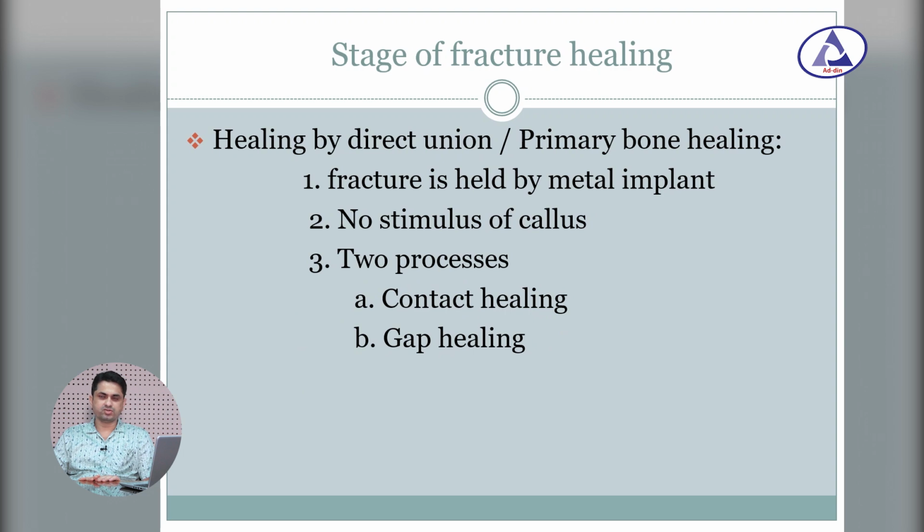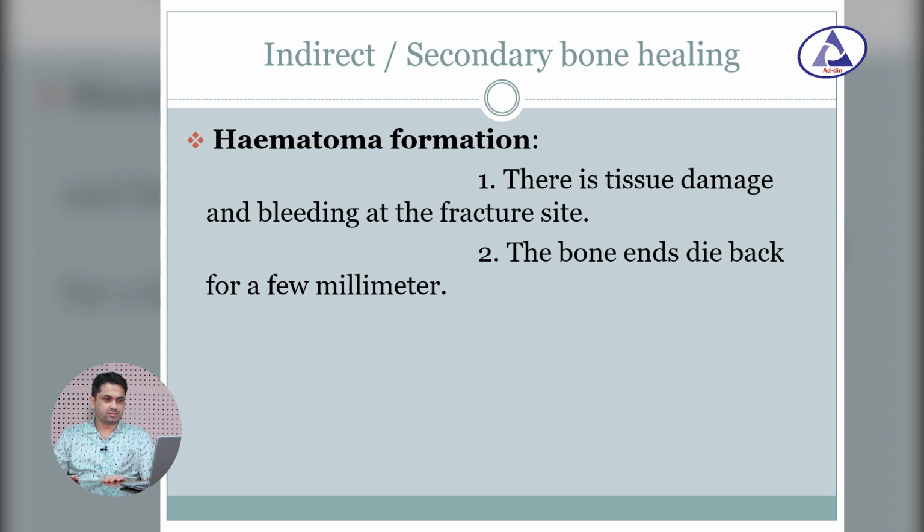And healing by direct union or primary bone healing, the fracture is held by a metal implant. There is no stimulus of callus. There are two processes, contact healing and gap healing. Now come to indirect or secondary bone healing.